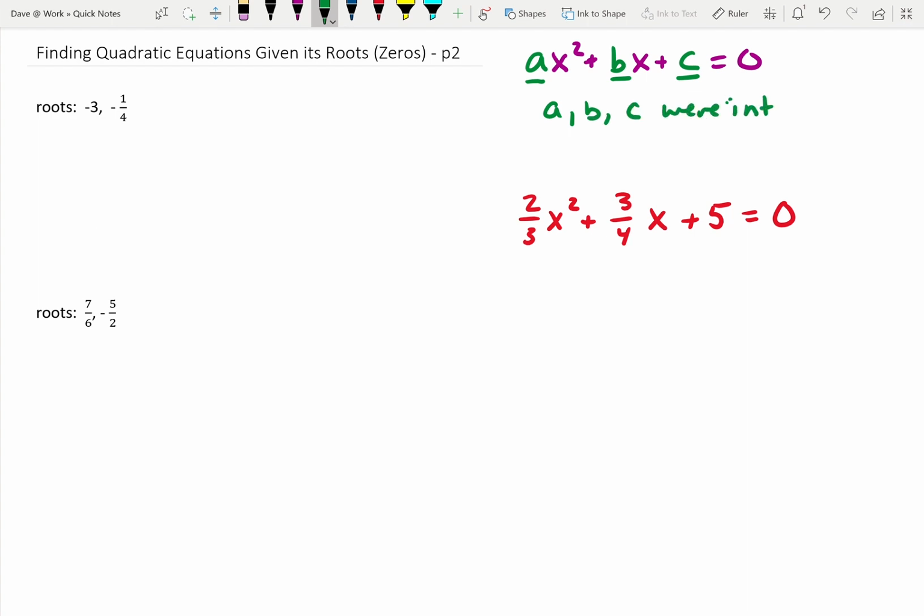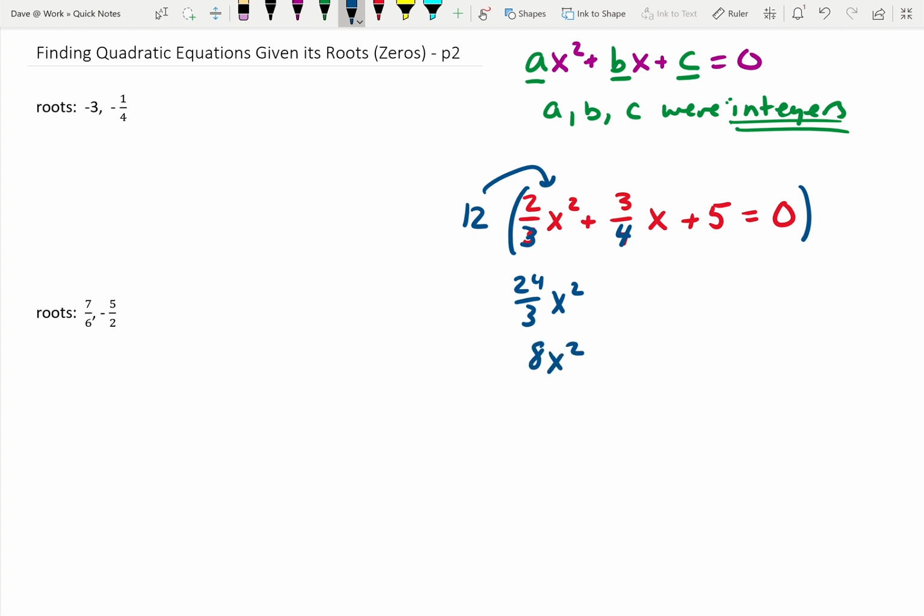And so one of my expectations is that you will be able to write a quadratic equation given its roots using integers. So what would have happened if I had the quadratic expression down here? What I would have needed to do is find probably a common denominator that I could then multiply to each piece, that common denominator being 12. I would distribute it to each of the pieces, starting with the quadratic, where I would get 24/3 x squared, which could then be simplified as 8x squared.